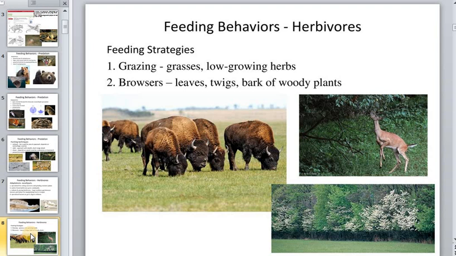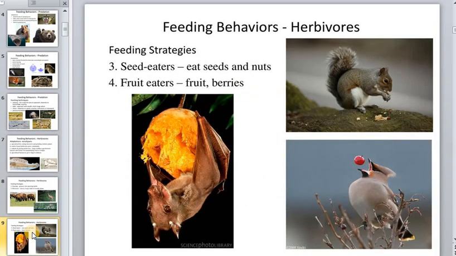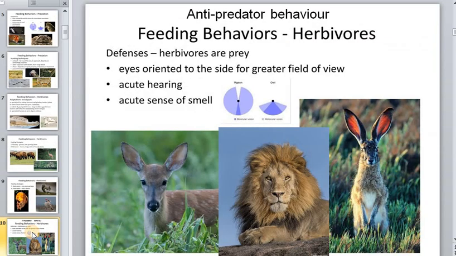They eat a lot of grasses, low growing herbs, and sometimes only leaves and woody plants. But sometimes animals use not only grasses and leaves; they eat fruits and seeds. And here we see the anti-predator behavior of these animals: the eyes are on both sides of the head, and we see that the area of view is larger than in a lion, for example, and acute hearing and an acute sense of smell.